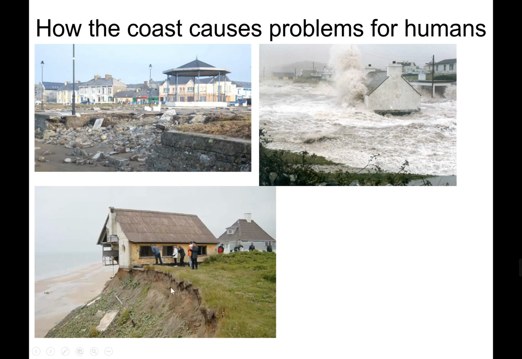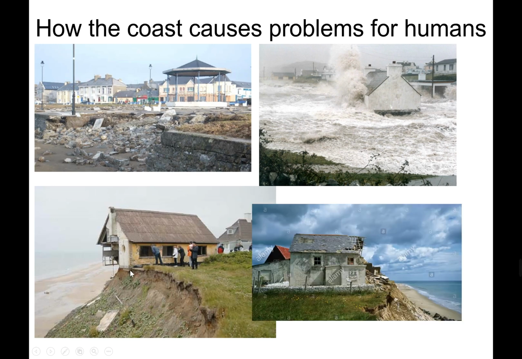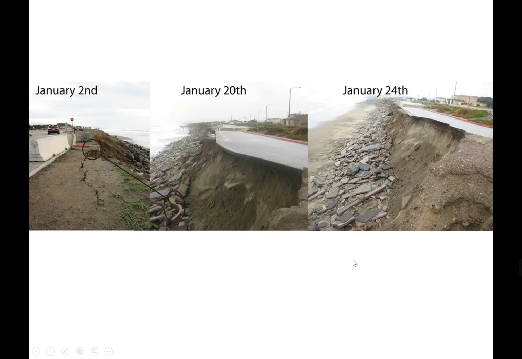And this is in the UK, and you can see this cliff is being undercut. As it's being undercut, the top part will collapse down and will be washed away by the sea. So this house isn't going to last too much longer. And exactly the same story is happening here. This is another example of how roads can be affected.